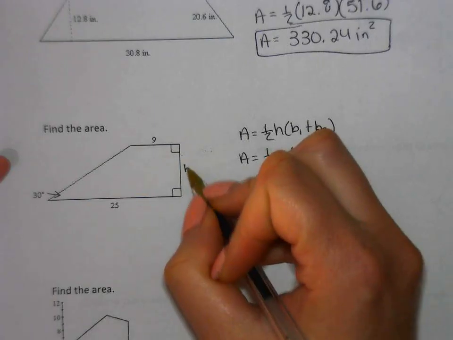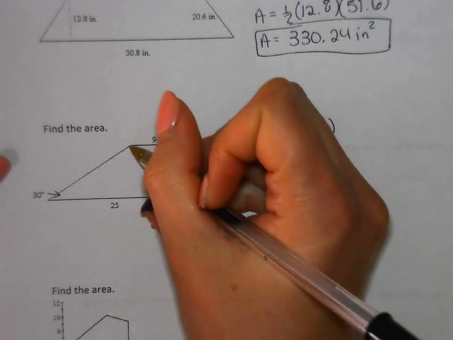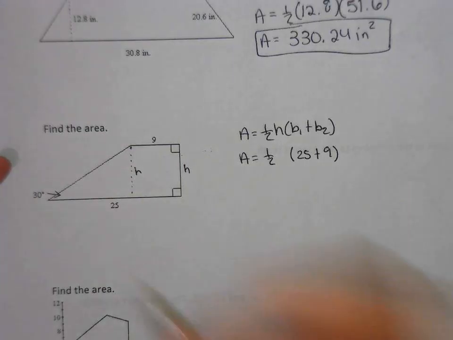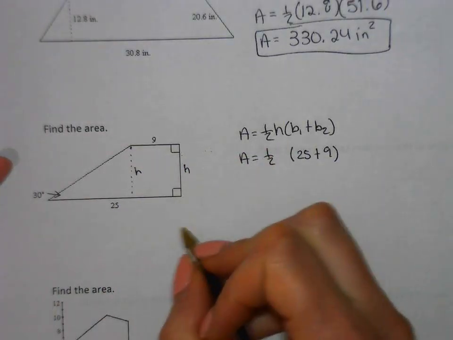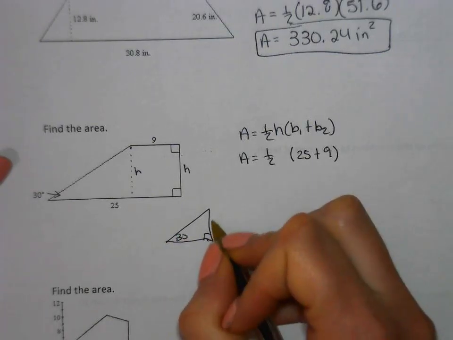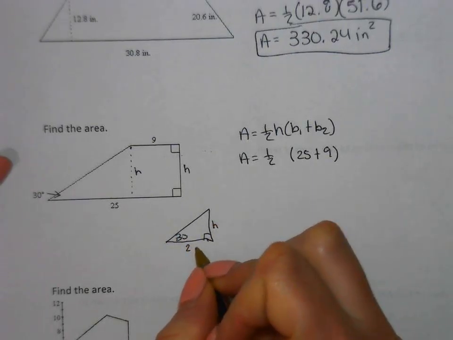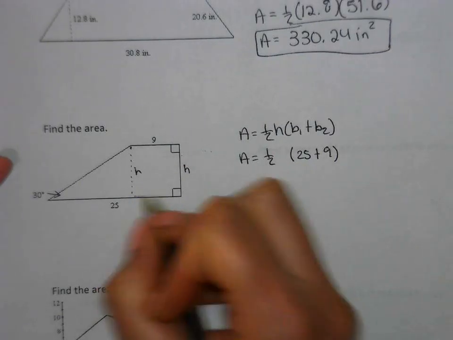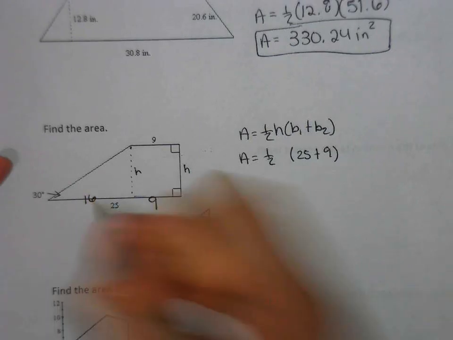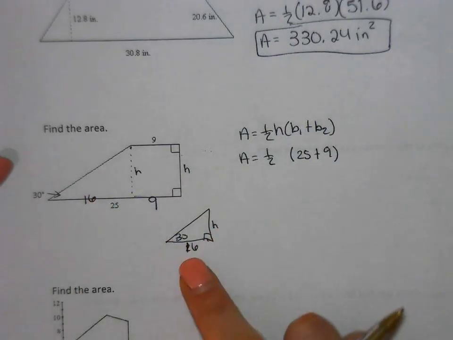So if we look here, this is the height of our trapezoid. If we take a look here, which is also the height, we can form our triangle. So we have 30 degrees. We don't know one of our legs, but this section right here is 9. So if the whole length is 25, we know this section is 16, so this is a length of 16.